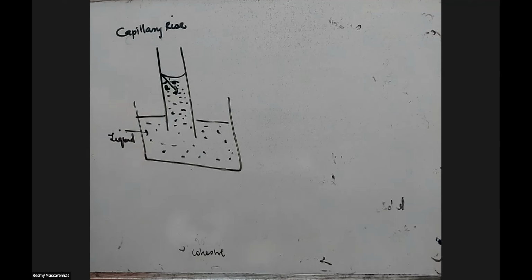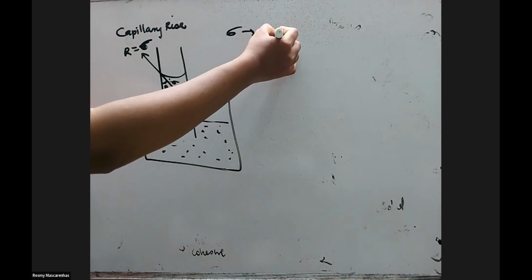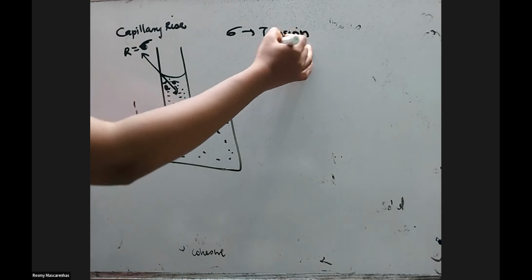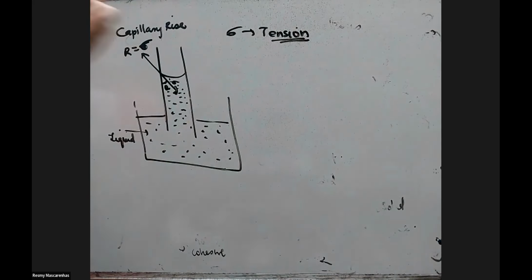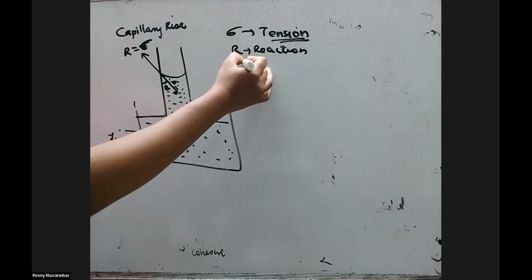Now there's always an equal and opposite reaction, which is equal to this tension. R is equal to sigma. This sigma is for tension. Now don't get confused with this. R is nothing but the reaction. Theta is nothing but the angle of contact.